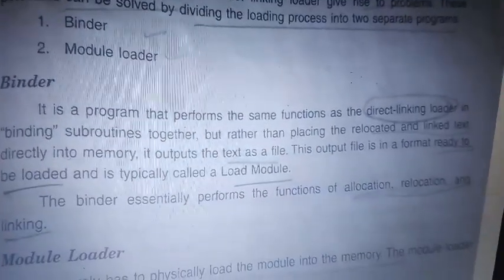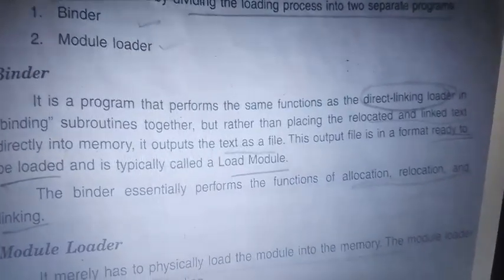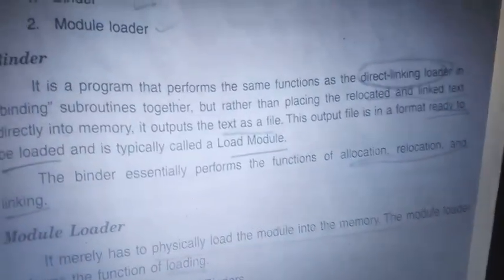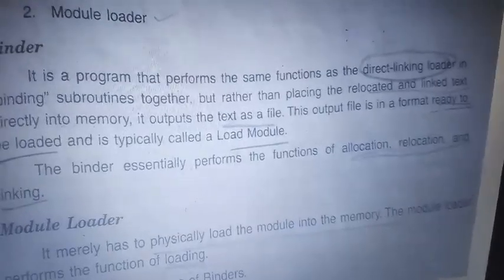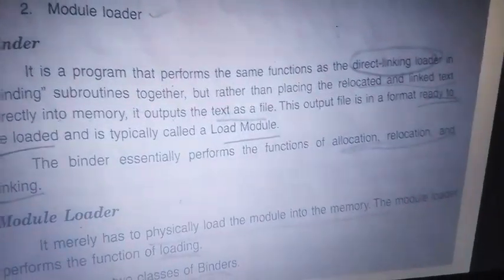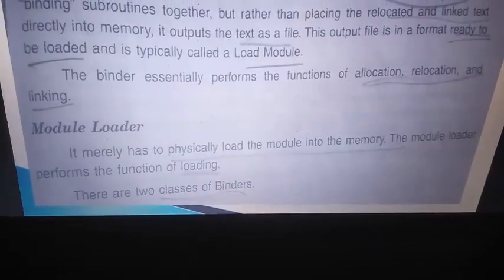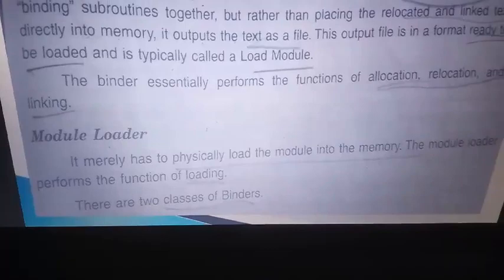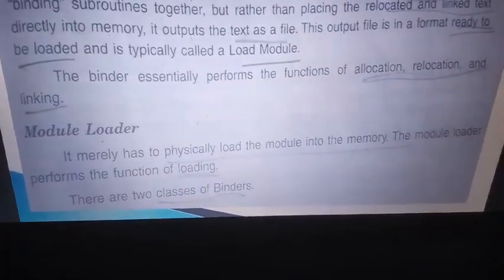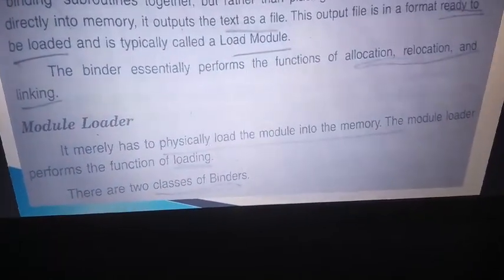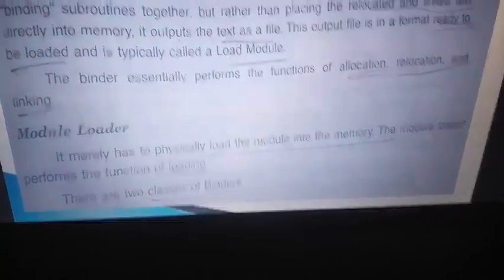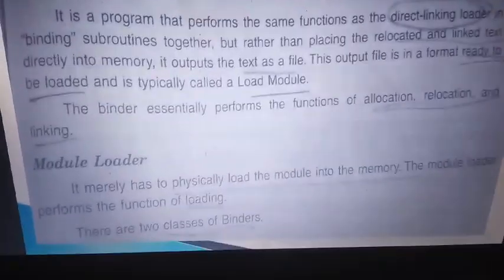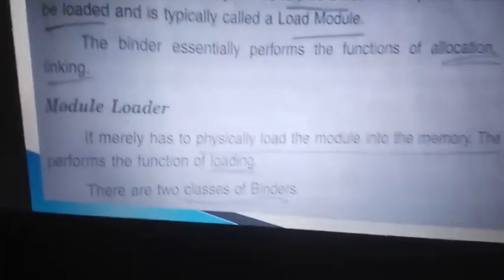In direct linking, we had combined all the tasks, allocation, reallocation and linking, together with the loader. But here we are separating them into a binder and a modulo loader. The modulo loader just places the linked program into the main memory. So again we reduce the software capacity of the loader. The loader just loads. Linking will be performed by the binder, which gives a linked program, and the loader simply loads that program.